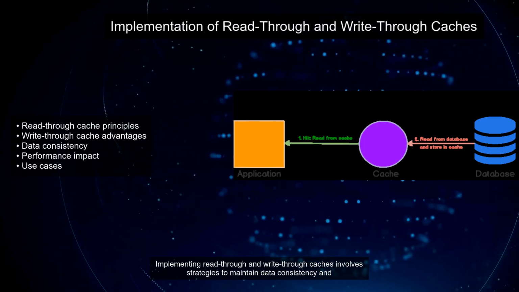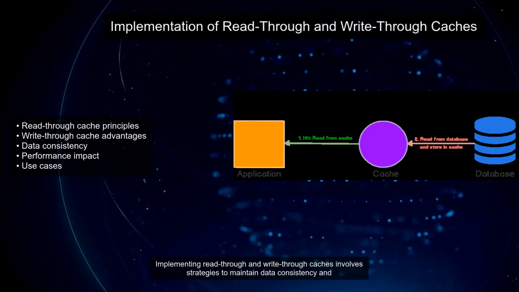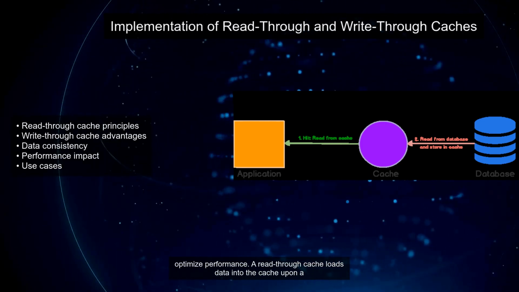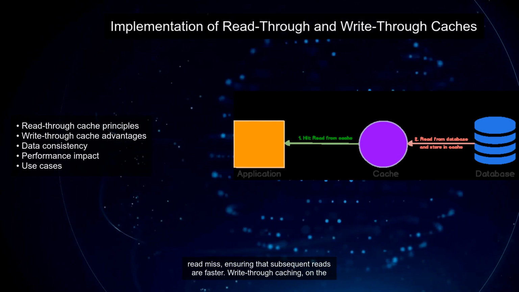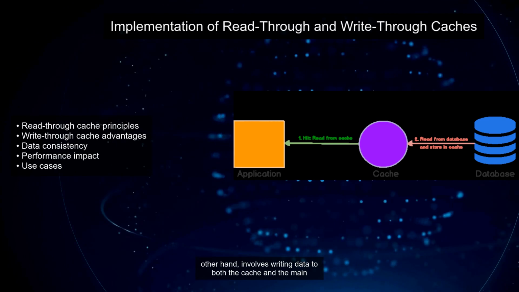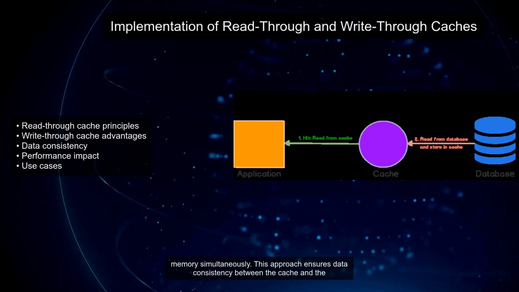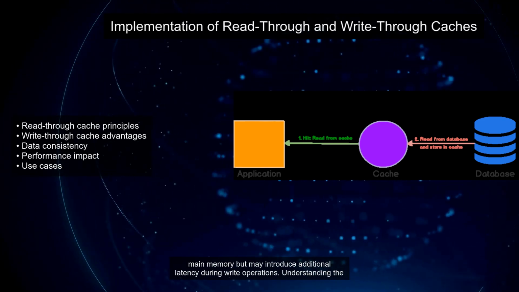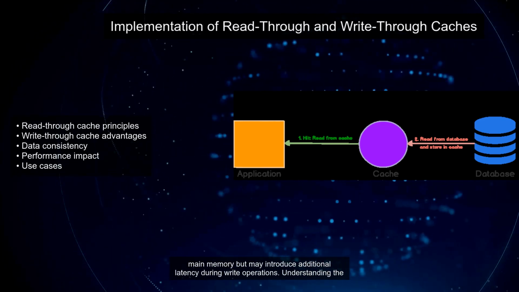Implementing read-through and write-through caches involves strategies to maintain data consistency and optimize performance. A read-through cache loads data into the cache upon a read miss, ensuring that subsequent reads are faster. Write-through caching, on the other hand, involves writing data to both the cache and the main memory simultaneously. This approach ensures data consistency between the cache and the main memory but may introduce additional latency during write operations.